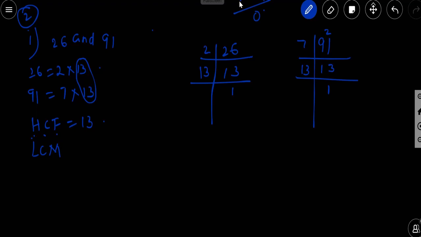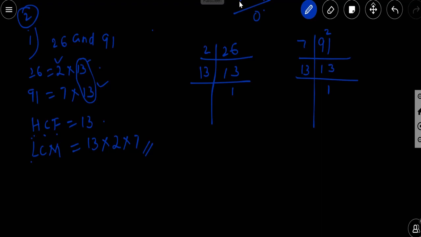Next we have to find the LCM. The full form of LCM is least common multiple. That is the product of the greatest power of each prime factor involved in the numbers. Here the common factor 13 has the same power in both, so we take it only one time: 13 into, and the remaining numbers we have to write, that is 2 into 7. So this is the LCM.